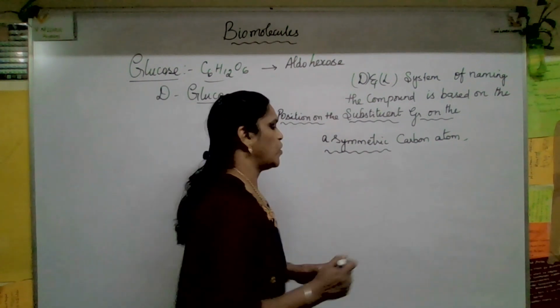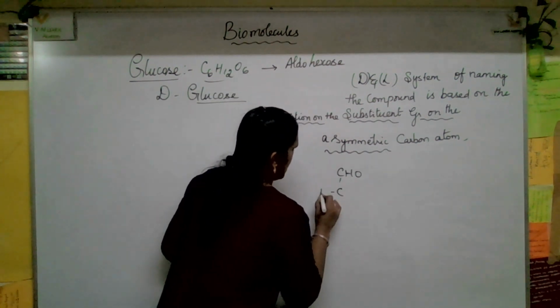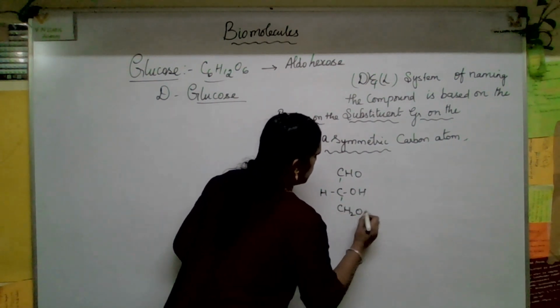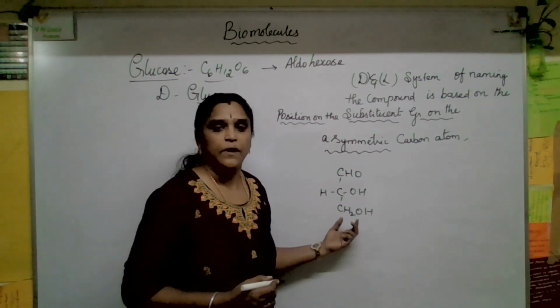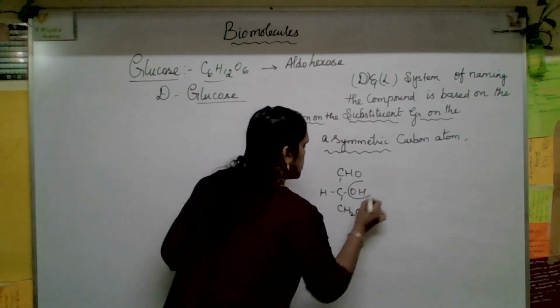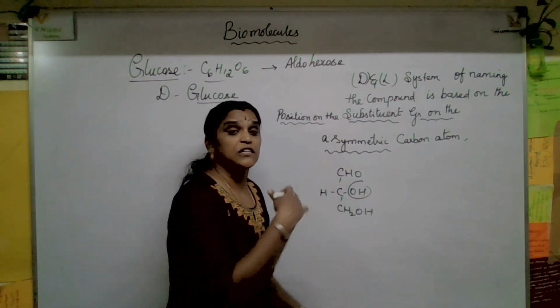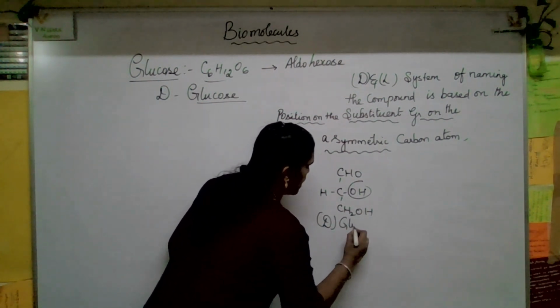Now I'll give a small example so that you can easily understand what D and L are. CHO, CHOH, and here CH2OH. Let me take the glyceraldehyde example. This carbon is an asymmetric carbon. The OH group is present on the right hand side, so we can say D-glyceraldehyde.